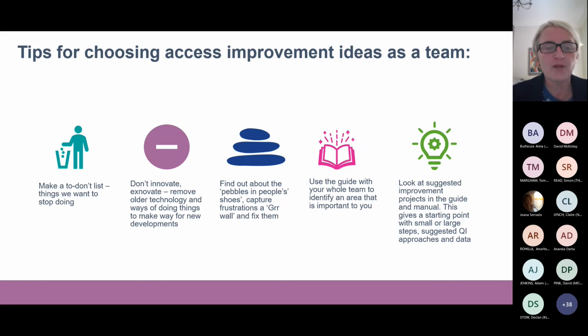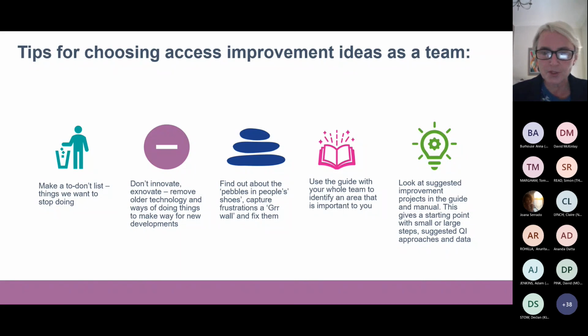So just a final slide with some tips for thinking about improvement ideas. Do this as a team so everybody's engaged. Think about what you don't want to do. Think about the things that you're currently doing that you don't need to do anymore. So have a to-don't list, things that you want to stop doing. I like this idea of: don't innovate, but exnovate. Remove older technology and things that you're doing to make space for new ideas.